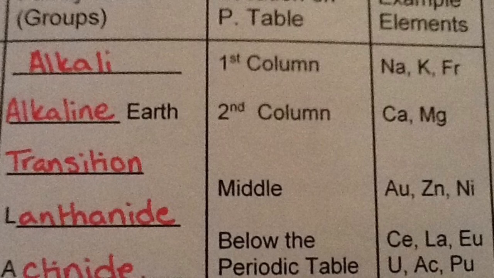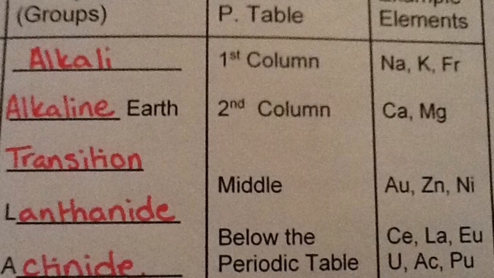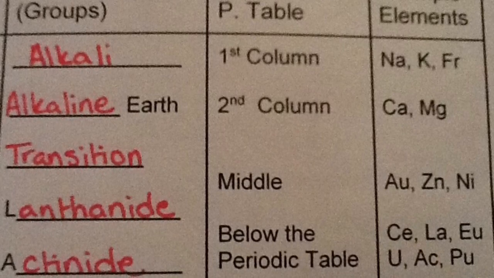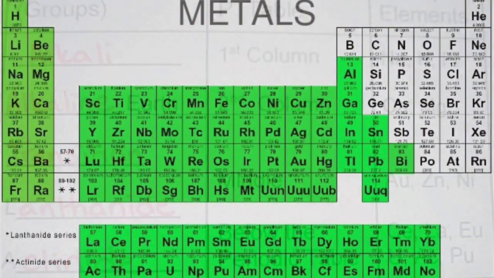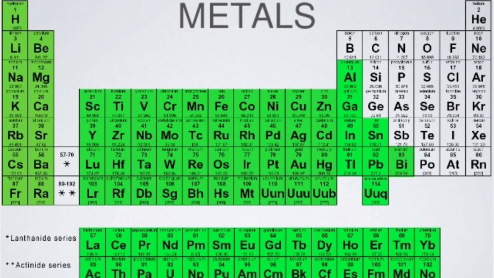The transition metals take place in the middle of the periodic table. There's quite a few of them here, but some of them would be gold, zinc, and nickel. Then we have our lanthanide and actinide series. These are the two rows below the periodic table with things like cesium, lawrencium, europium, uranium, actinium, and plutonium.